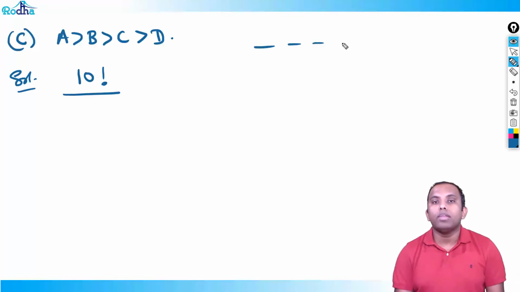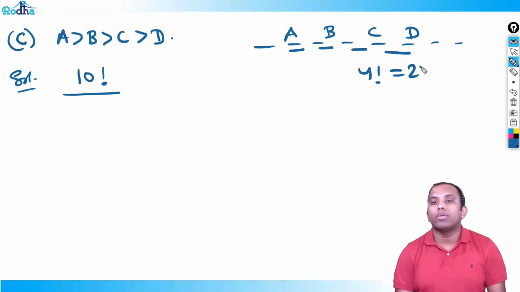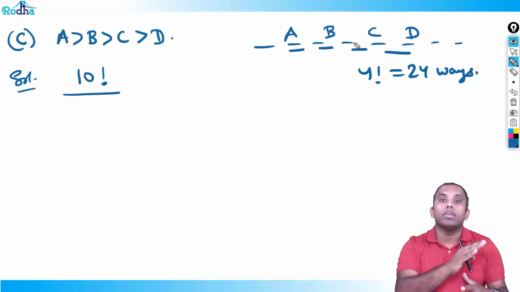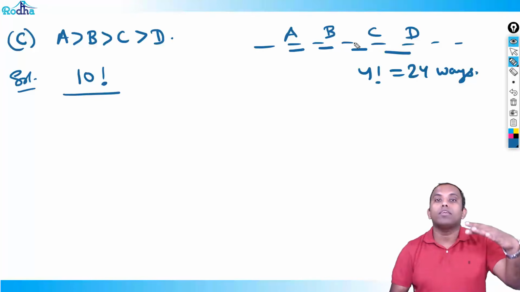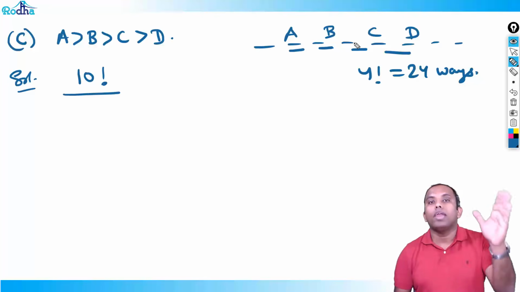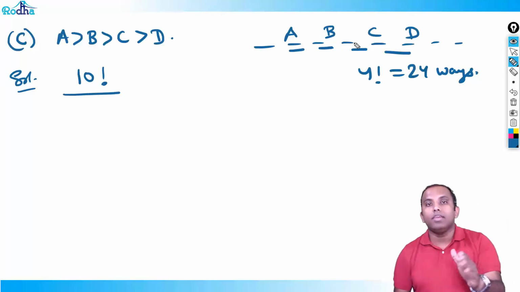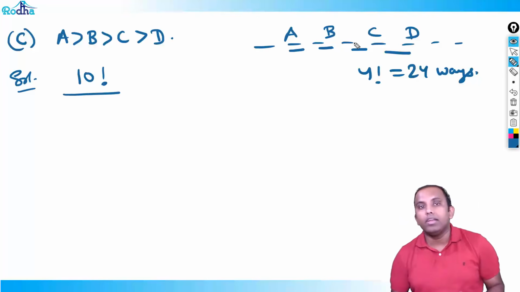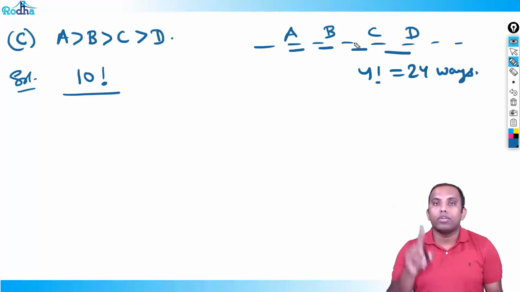That means if you take one case of A, B, C and D in any 4 ranks, right, they can be shuffled in 4 factorial, that is 24 ways. So if you take any one group of 4 ranks for A, B, C and D, on those 4 ranks only, they can be shuffled in 24 ways, that is 4 factorial, right? But out of that 24 ways, I want only one way, where A is greater than B, B is greater than C, and C is greater than D, right?